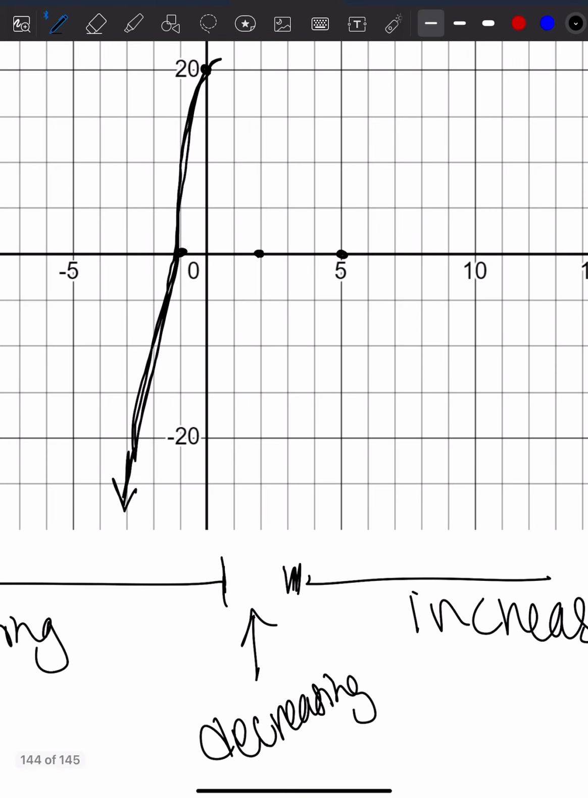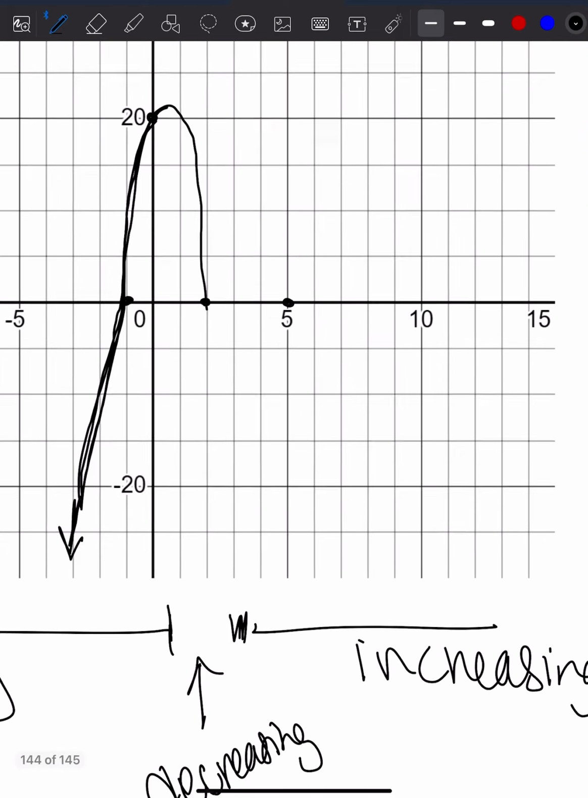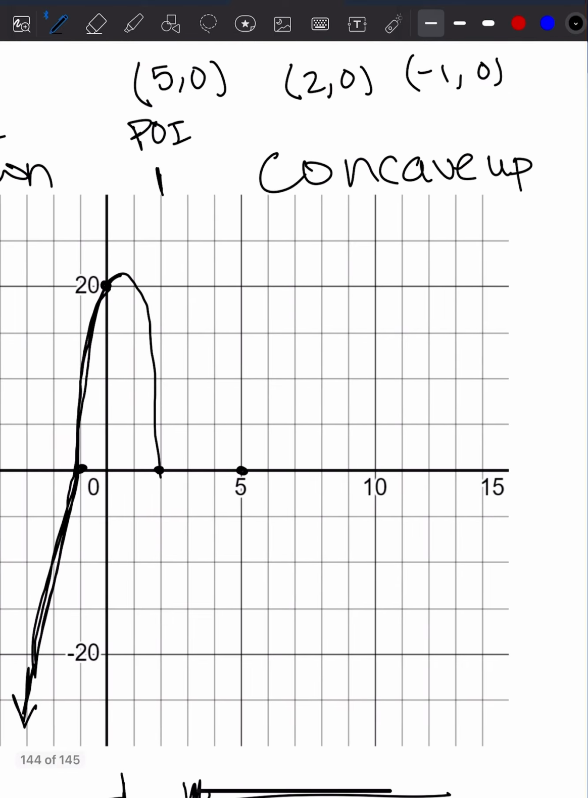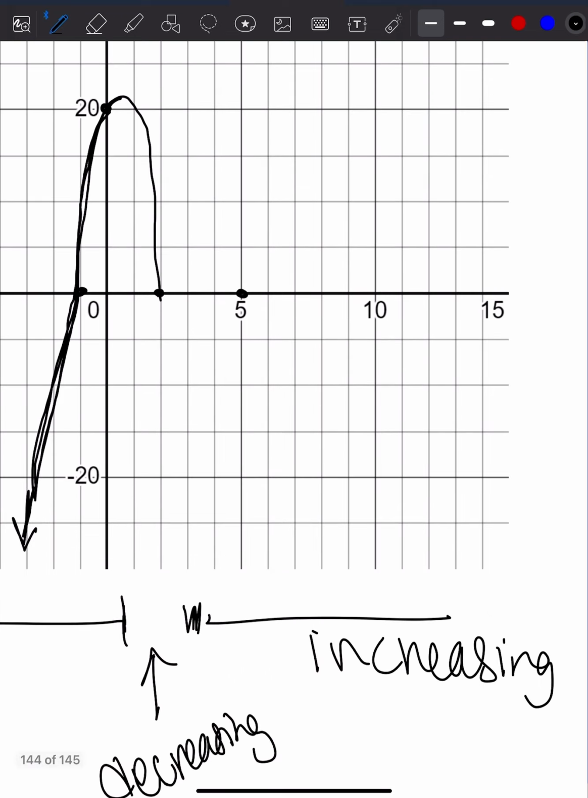From here, I'm now going to be decreasing. I need to pass through this x-intercept, but I am still concave down, so I still want to kind of do one of these. Okay, now that I'm past this point, I'm now going from concave down to concave up. So I need to still be decreasing, but I need to start being concave up, which might look something like this. Okay, about here is when my function is going to change from decreasing to increasing.